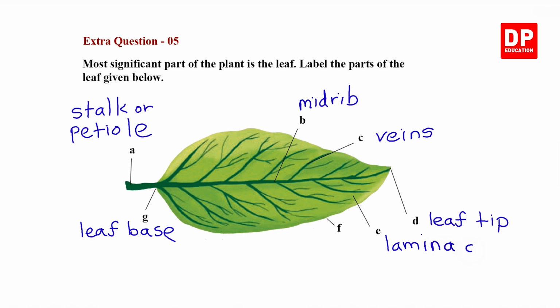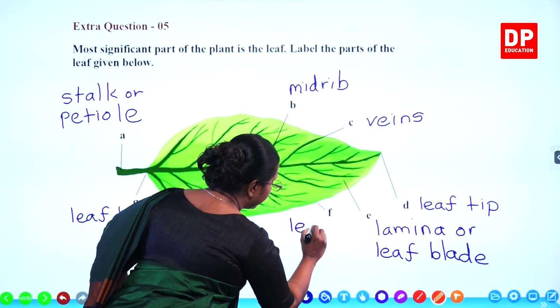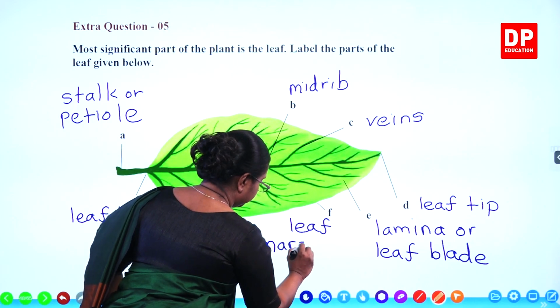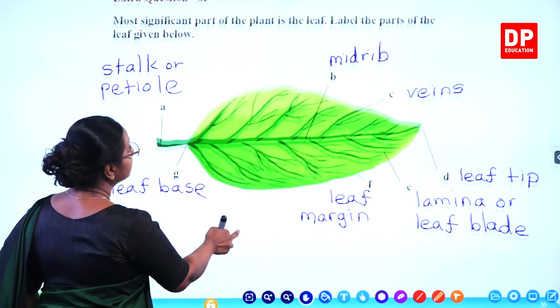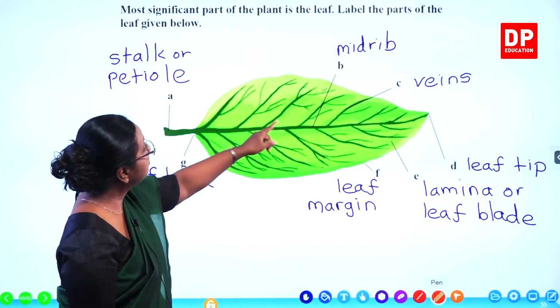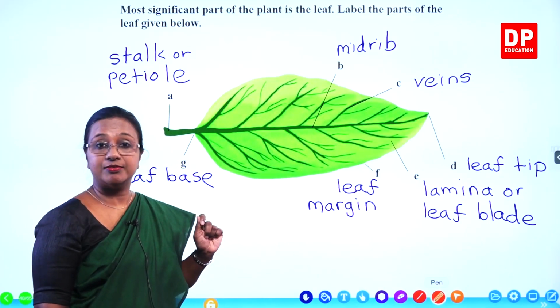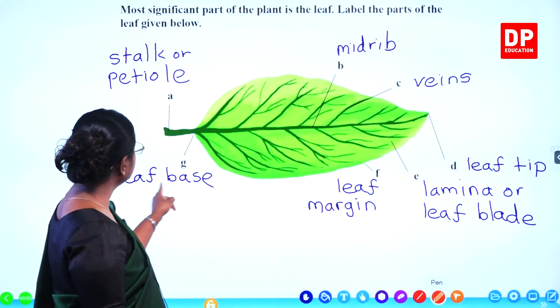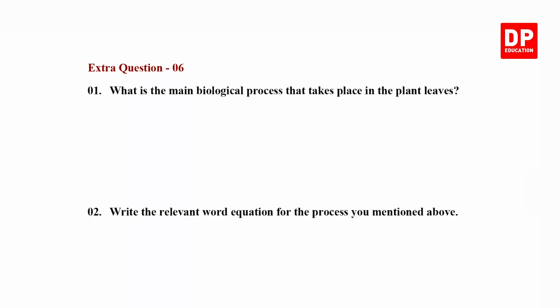E, the leaf surface, that is the lamina, or what else do we call it? The leaf blade. So here also I am writing both the names. You can write one of the names, that's more than enough. Then what is F? That is the leaf margin. So did you all label all those parts correctly, students? A is stalk or petiole. Then B is the midrib, C is the veins, then D is the leaf tip, E lamina or leaf blade, and F leaf margin, and G the leaf base. Is that correct? I am sure you all also got it correctly. With that, the next question.